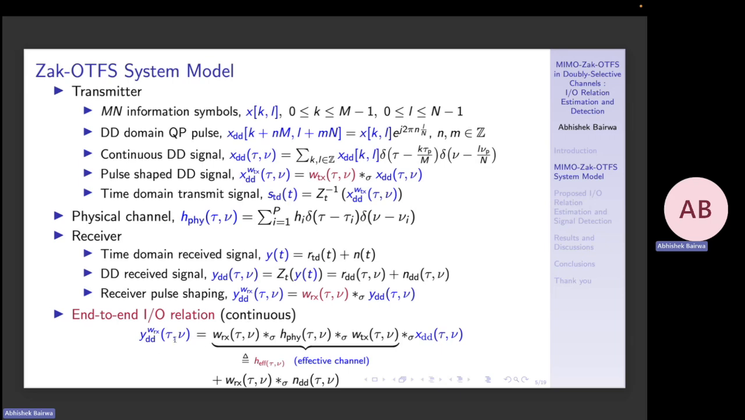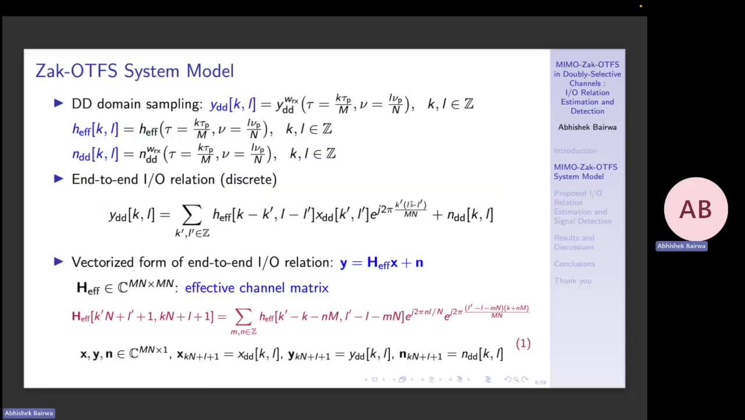So y_DD^{w_rx}(τ,ν) is then given by w_rx(τ,ν) twisted convolved with h_physical(τ,ν) twisted convolved with w_tx(τ,ν) twisted convolved with x_DD(τ,ν), which can be written as y_DD^{w_rx}(τ,ν) equal to h_effective(τ,ν) twisted convolved with x_DD(τ,ν) plus w_rx(τ,ν) twisted convolved with n_DD(τ,ν). This h_effective(τ,ν) we denote as the effective channel.